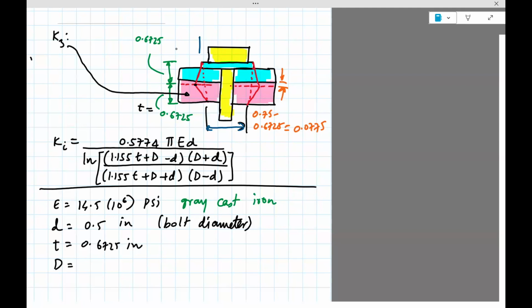But we know what this is. This part is the same as the diameter of the washer, 0.75. So when you're computing this D, you always go from the top surface to the bottom, not from the bottom to the top. If you use this distance, it's going to be incorrect, because then you're at the bottom of the cone. Okay, so D is 0.75.